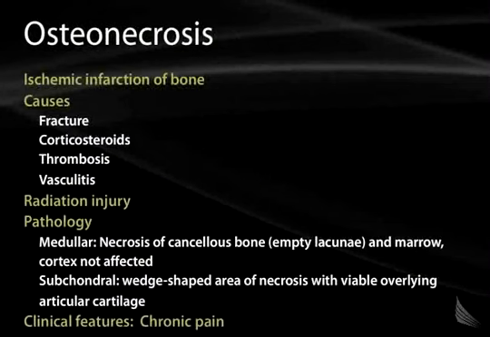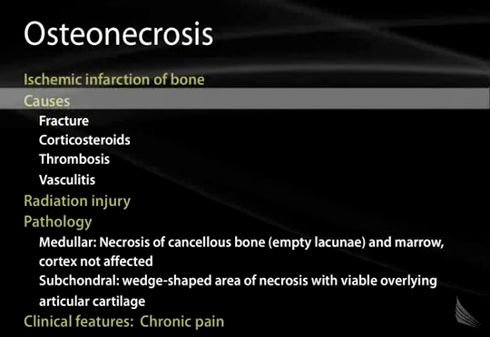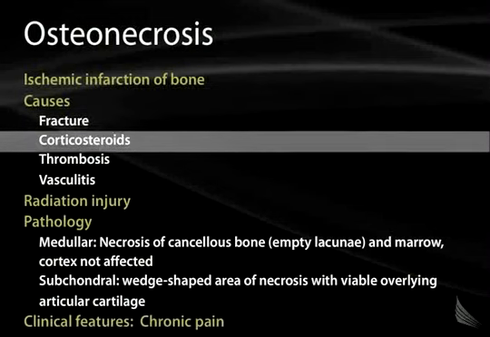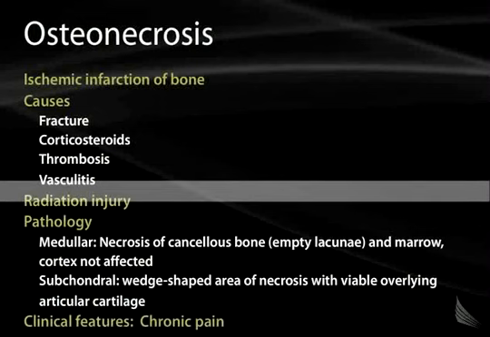When one thinks of trauma and infection of the bone, one of the first topics that should come to mind is osteonecrosis, which simply is an ischemic infarction of the bone. The issue here for you to decide, both on a test question and clinically, is what it is that has caused the ischemia. The causes are numerous and varied and include etiologies such as fracture, the use of corticosteroids, thrombosis or vasculitis, anything that impinges upon the blood supply to the bone, and then radiation injury.